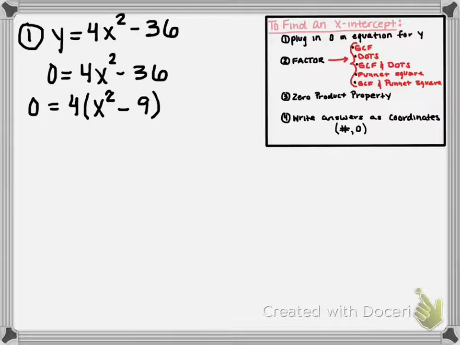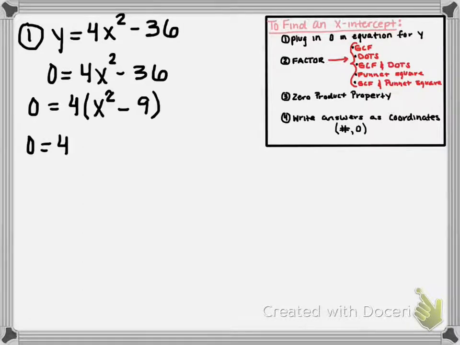Once I'm done pulling out the greatest common factor, I want to ask myself, am I done? Or does this look like I can do dots? Or does this look like I can do a Punnett square? Well, I can't do a Punnett square here because there aren't 3 terms in my problem. But remember that dots is a difference, meaning we have to have a minus sign, which we do, of 2. There are 2 terms inside of my parentheses, and they're both perfect squares. So I'm going to go ahead and factor that using dots.